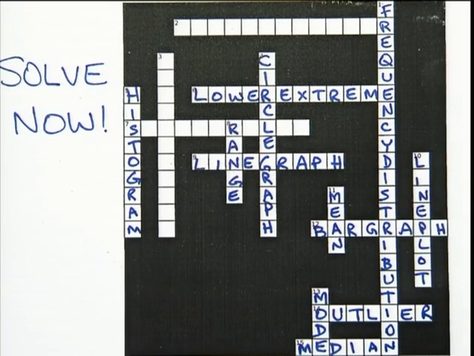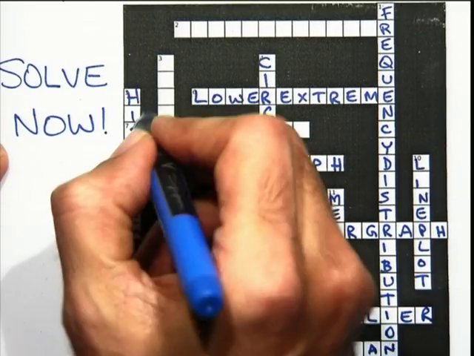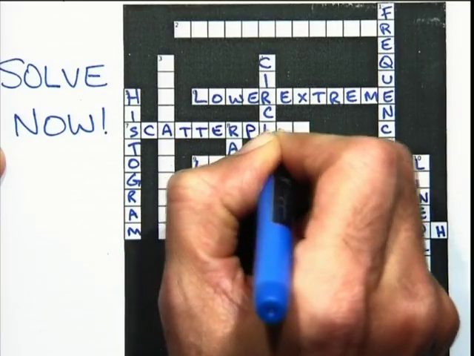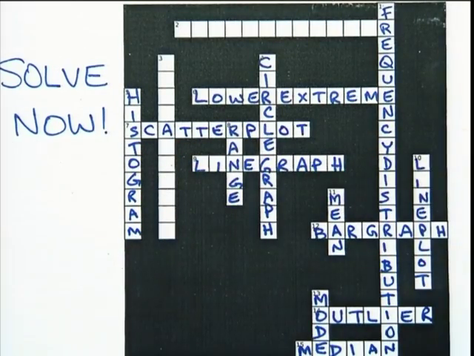So 7 across, yeah, somebody got it. Who said that? Okay, that's correct. Scatter plot. Okay, so this is the 2 across.